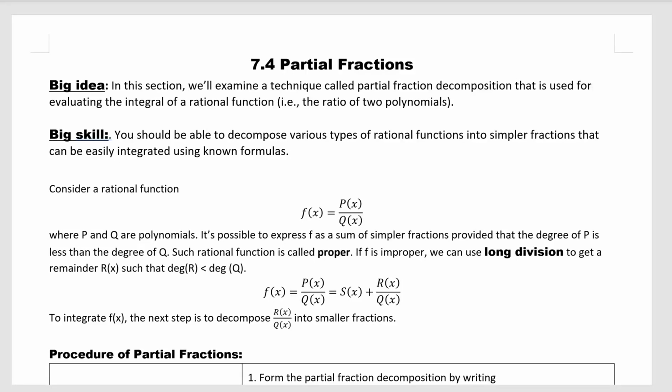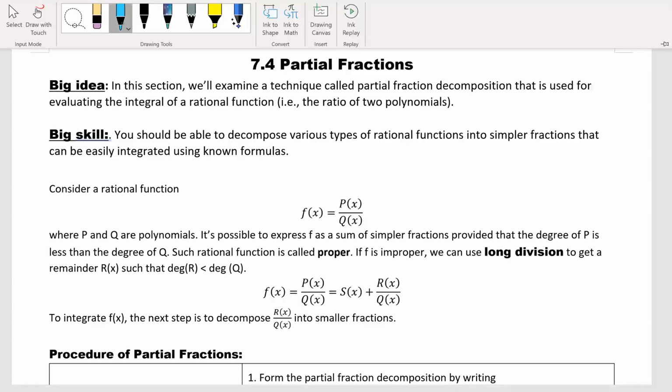It is possible to express f as a sum of simple fractions, provided the degree of the numerator is less than the degree of the denominator. Such rational functions are called proper. So proper means the degree of the numerator is less than the degree of the denominator.